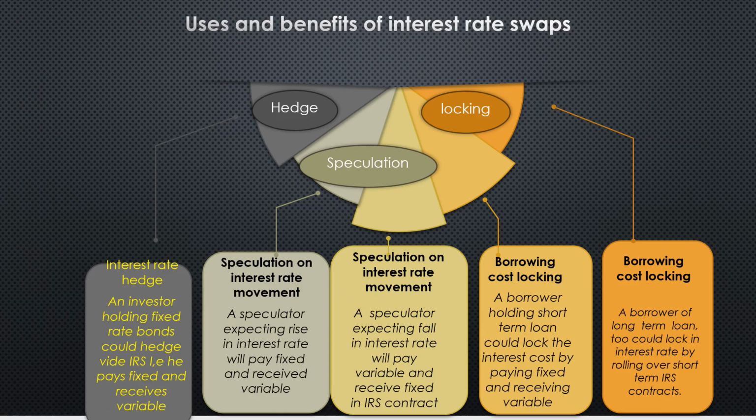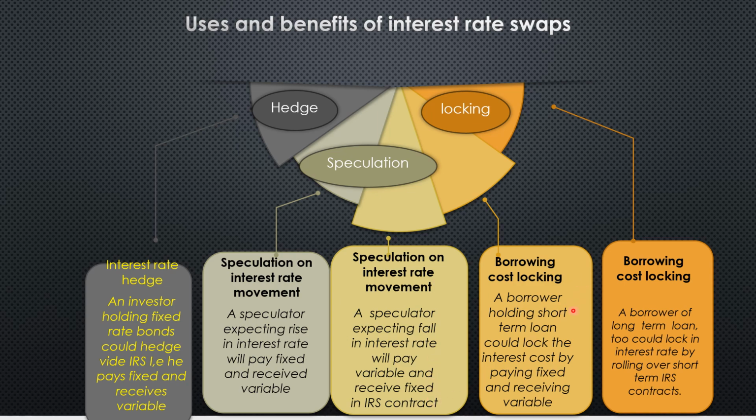Now, what are the uses and benefits of interest rate swaps? The benefits could be classified under 3 buckets: hedge, speculation, and locking. Interest rate hedge: an investor holding fixed rate bonds could hedge via IRS, that is, he pays fixed and receives variable. Speculation on interest rate movement: a speculator expecting rise in interest rate will pay fixed and receive variable. A speculator expecting fall in interest rate will pay variable and receive fixed in IRS contract.